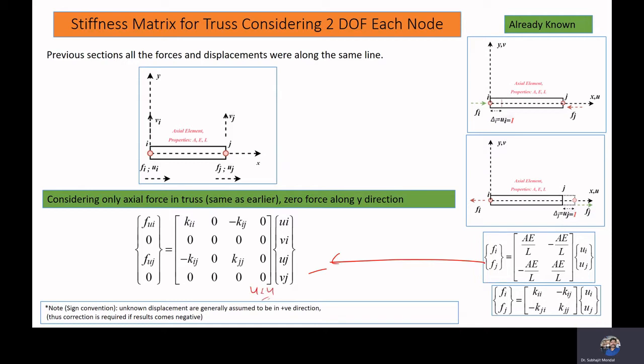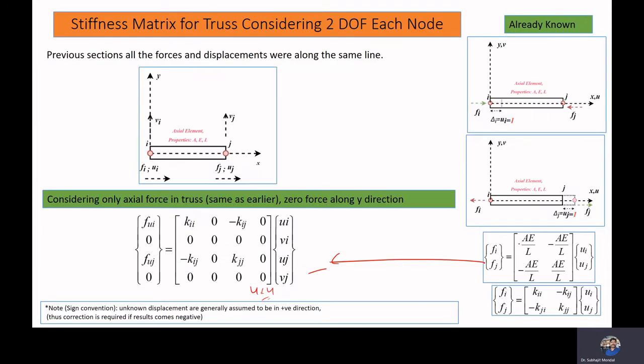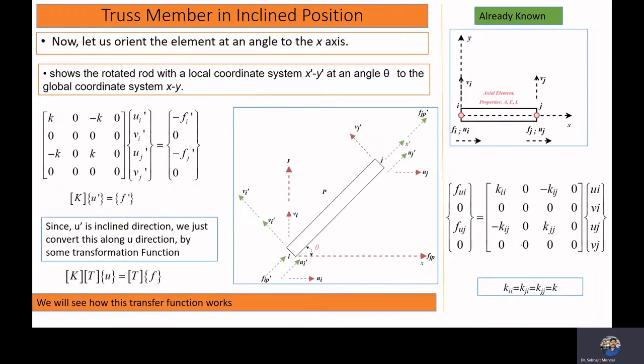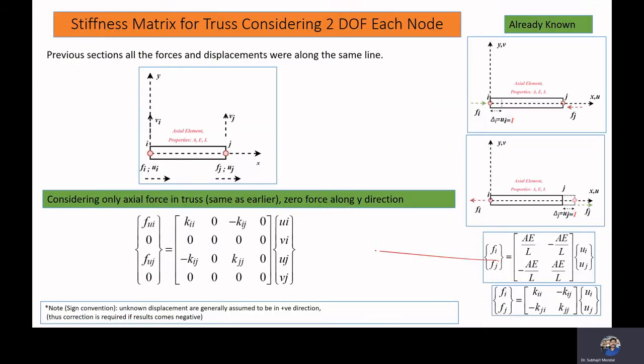This is the thing we have learned in the transformation matrix lecture. Now here we can see this truss member is rotated, it is inclined in nature. We know if we consider 1 degree of freedom at each node, in that case we will have 2 degrees of freedom for the element, and we can have a 2 by 2 matrix. Now if you consider 2 degrees of freedom at each node, in that case the same matrix we can write in this form, and now we will have a 4 by 4 matrix.